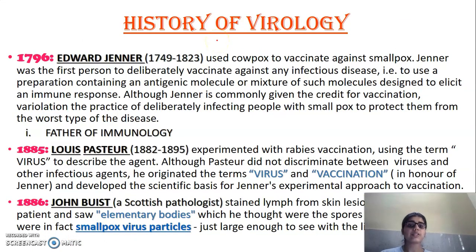Now we study what is the history of virology. In 1796, Edward Jenner used cowpox to vaccinate against smallpox. There is a story behind the vaccination of smallpox.